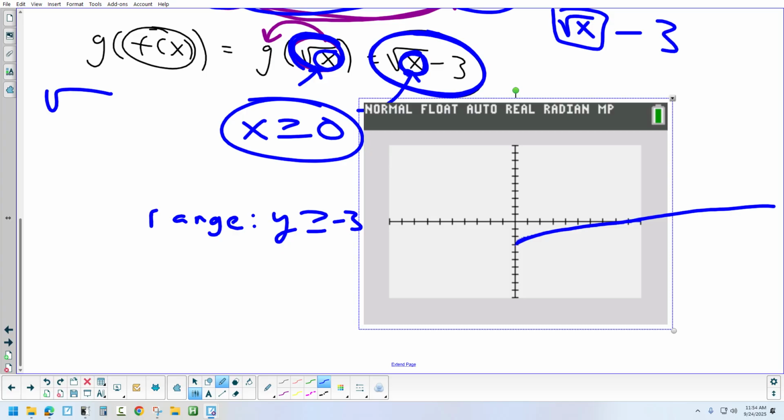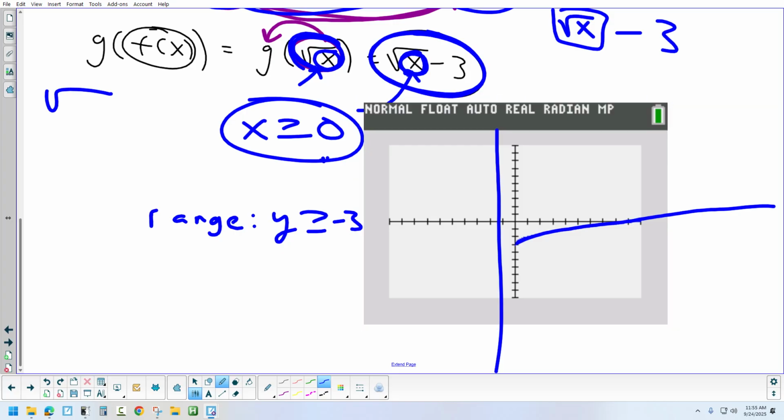And because I knew my domain was only numbers that went to the right, I could have cut this part of the screen off right there and not looked at any of that. I didn't need to look at negative x's because it doesn't go in the negatives. But zoom 6 was fine, so I just used it. That's how you do the range. That's it.